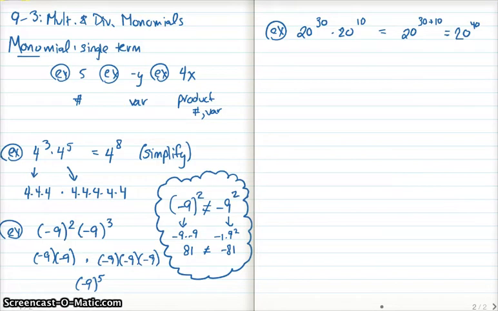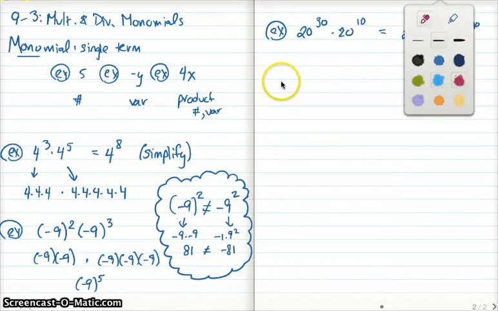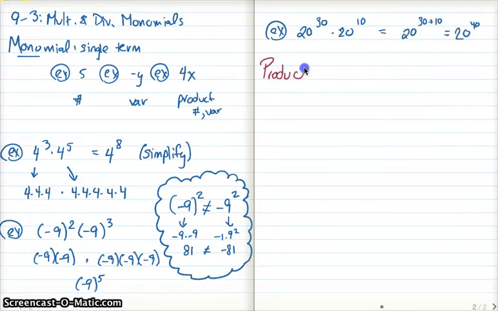This breaks down into a rule. Let's go ahead and highlight it. It's called the product of powers property. Lots of P's. There's some alliteration for you. So product of powers property.